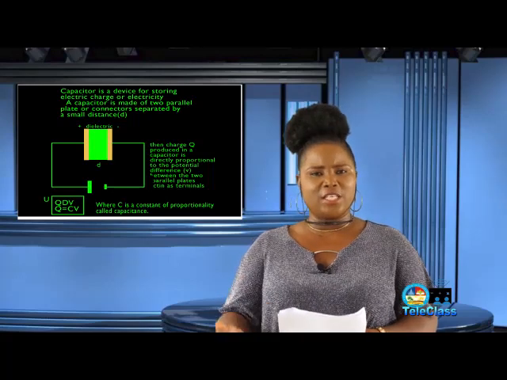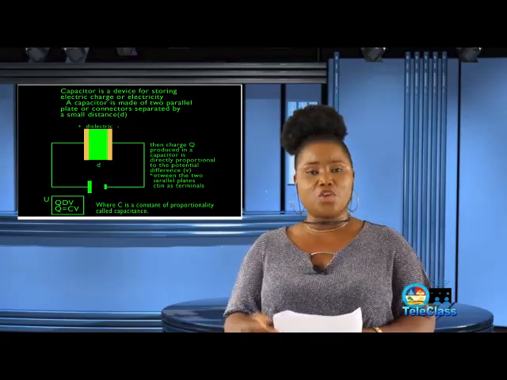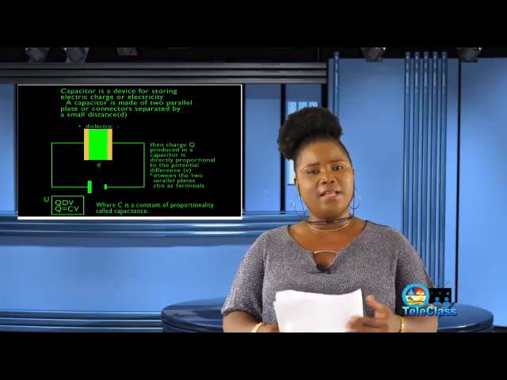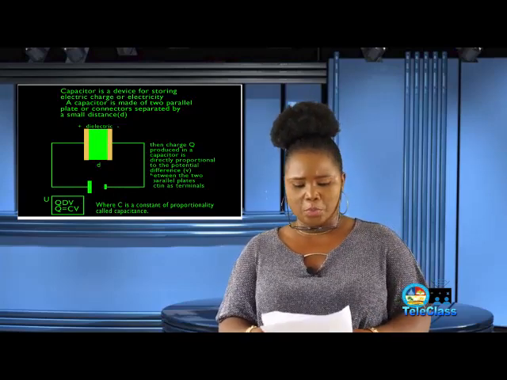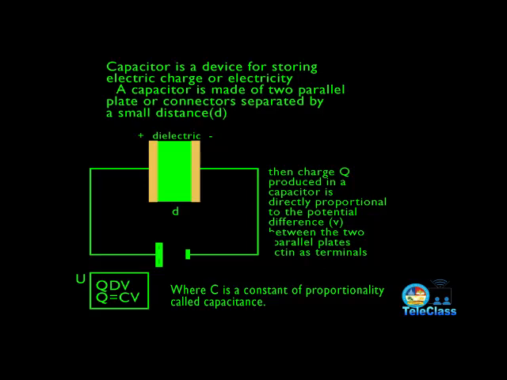Now, the charge stored in a capacitor, Q, is directly proportional to the potential difference between the plates. Mathematically, you write it as Q directly proportional to V. And of course, removing the sign of proportionality, Q is equal to CV, where C is a constant of proportionality called capacitance. And that brings us to what is a capacitance.